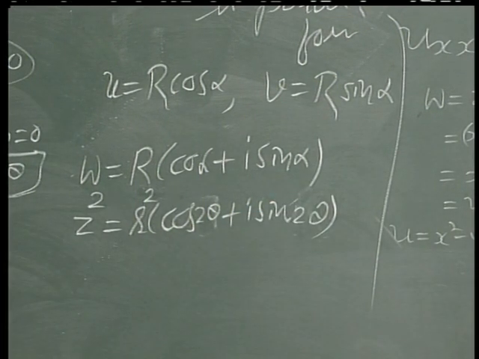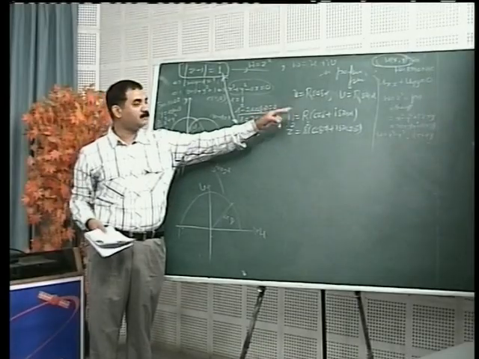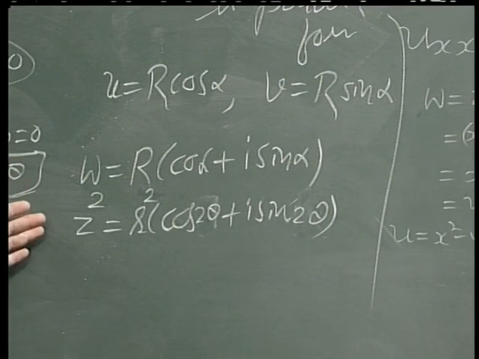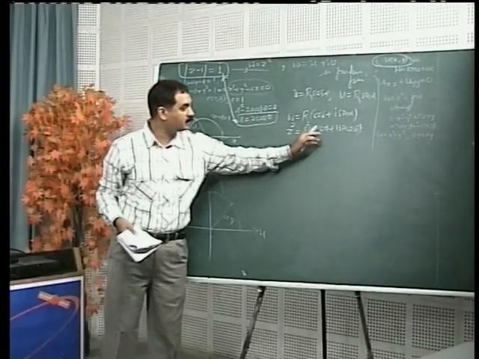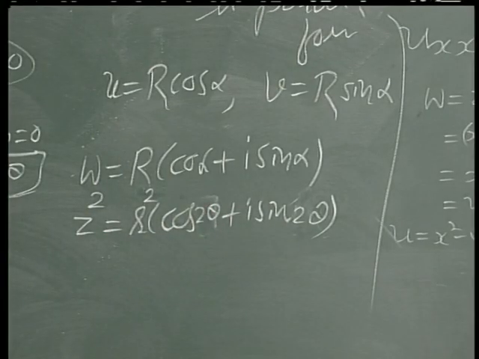I repeat, w is R (cos alpha plus i sin alpha) in polar form. z is also in polar form, so z squared is r squared (cos 2 theta plus i sin 2 theta). Our mapping is w equals z squared.